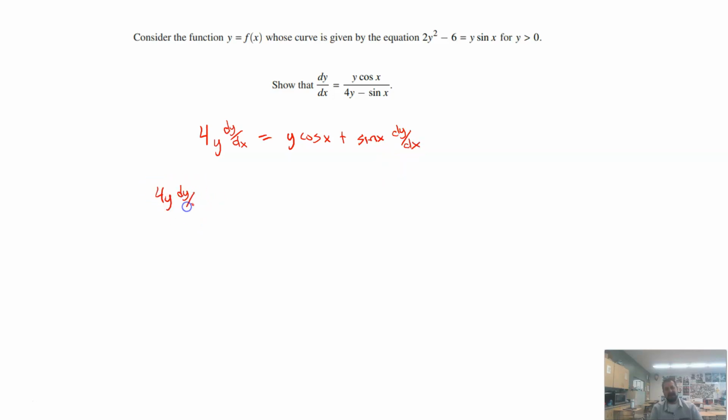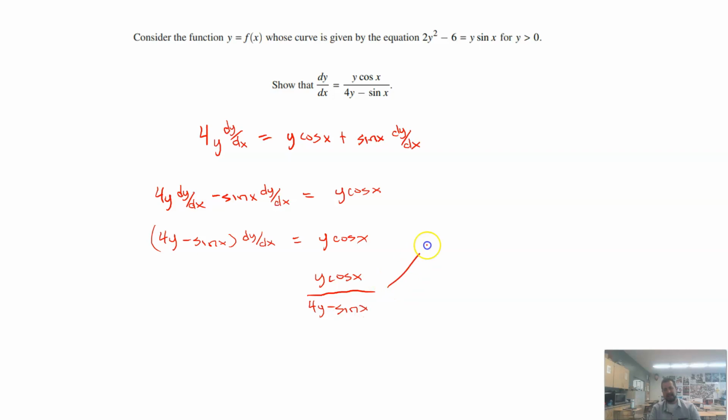Then you move everything that has a dy/dx to one side and everything else stays on the other side. So in this case, I'm just going to move everything with the dy/dx over to the left, and then I've got y cosine of x left on the right-hand side. Then I factor a dy/dx out of both of the terms. And then I'm going to divide by what's left over. So I've got that equal to the cosine of x. So then I divide by what's in the parentheses over on the right-hand side. I get 4y minus the sine of x, and I did exactly what they wanted me to, so letter A is all done.